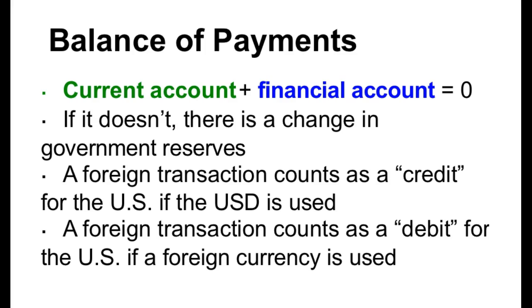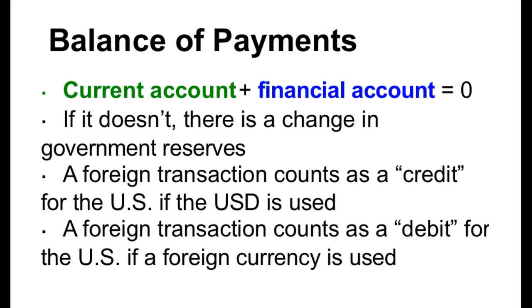There's one other piece to this to know, and by the way, you'll be doing practice problems to help reinforce this, but the other piece to know is whether transactions count as credits or debits in these accounts. So the way to figure this out is to determine who is getting paid. If the payment is made to somebody in the U.S., so if the person being paid is a U.S. company, then it would be considered a credit to the U.S. in the balance of payments.